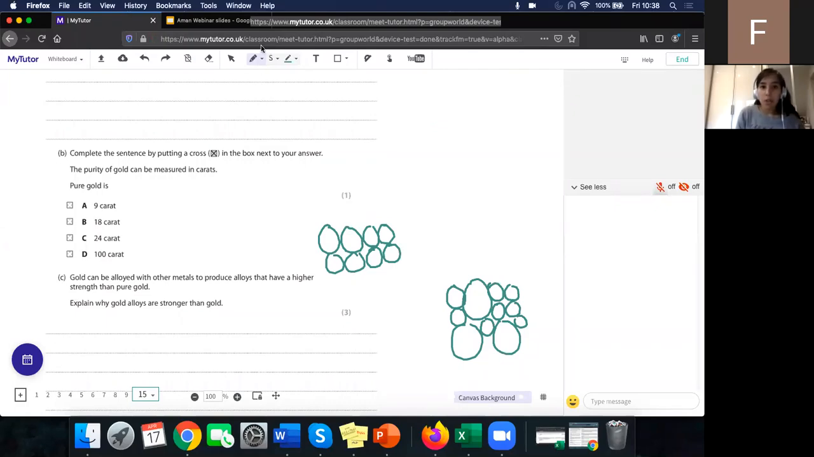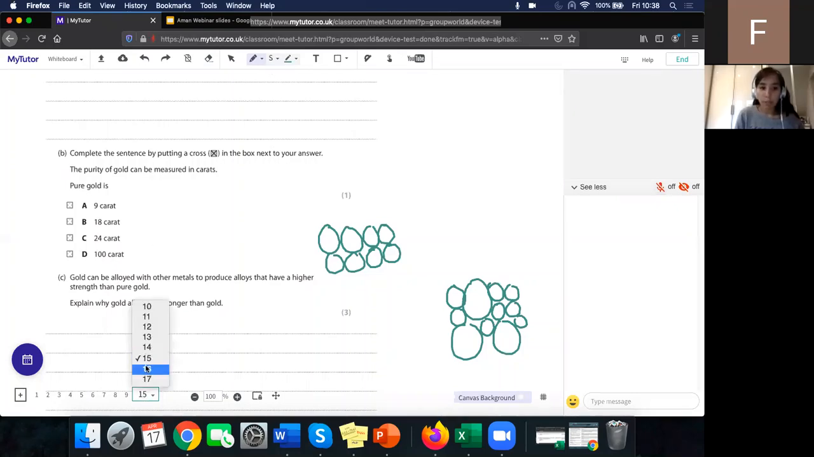Any more questions on alloys before we move on to another exam question? I did say that the Edexcel exam board do need to know about alloys. The AQA exam board do too. But what is 100 karat? I don't know what is 100 karat. That's just a number for purity. Again, gold is always 24 karat. It's a way of measuring purity. So I'm not sure what 100 karat is there. Again, it's just an answer.